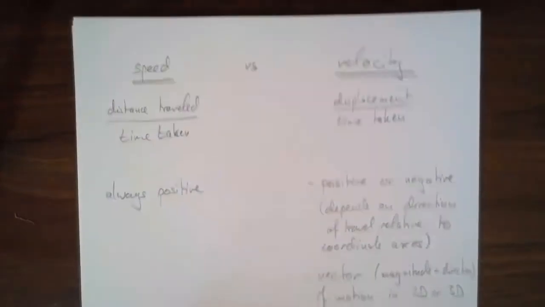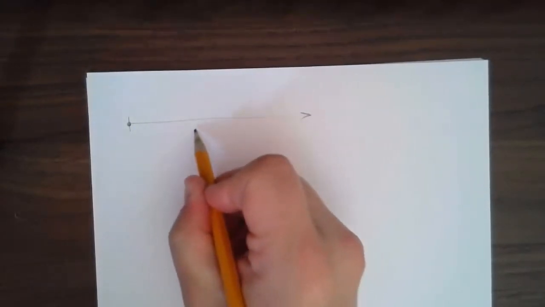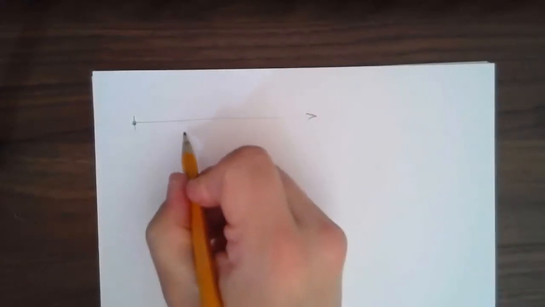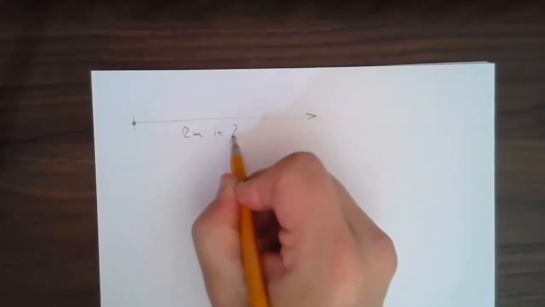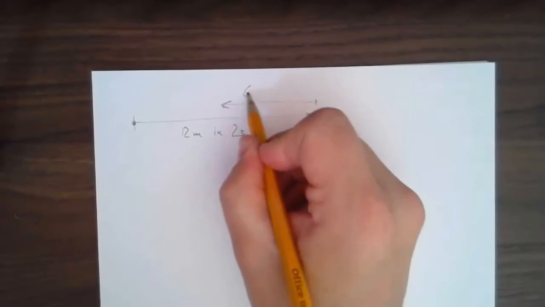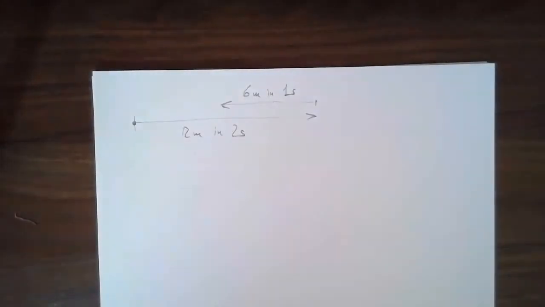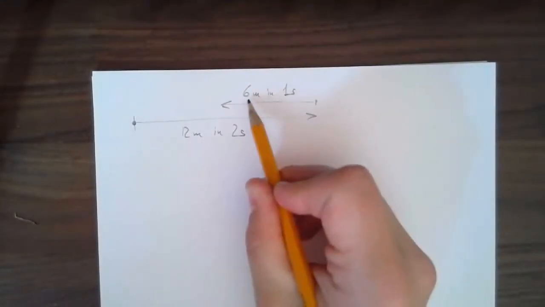Let's look at a couple of examples just to make this distinction clear. So let's imagine I start here. I'm not going to do any artwork now, I'm just going to do little arrows. Suppose I start here. This is my starting point, and I'm going to travel this way. And let's suppose this is 12 meters, and I'm going to travel it in 2 seconds. Then I decide to turn around and go back to here, and this is another 6 meters in 1 second. So this is my first leg of my journey, second leg of my journey.